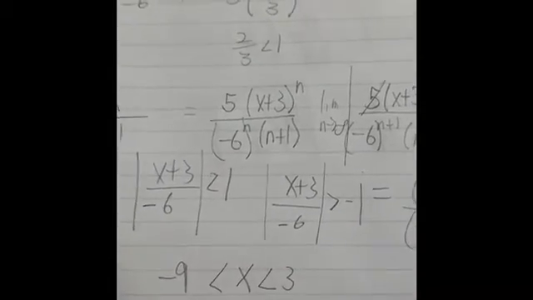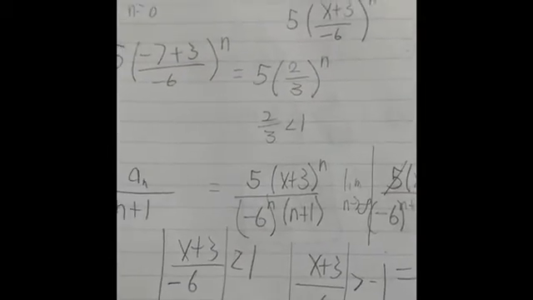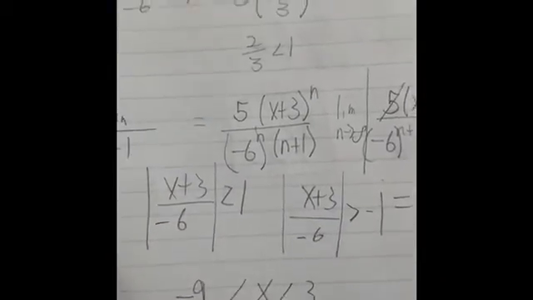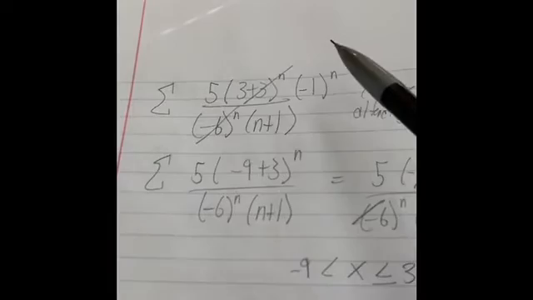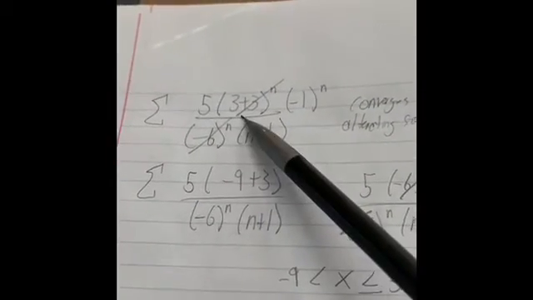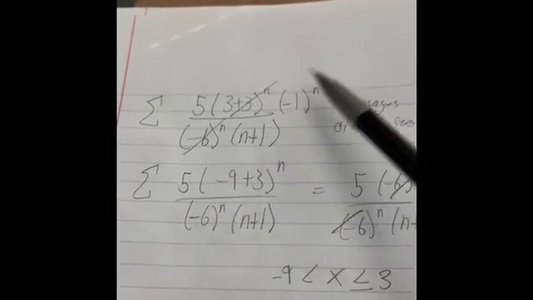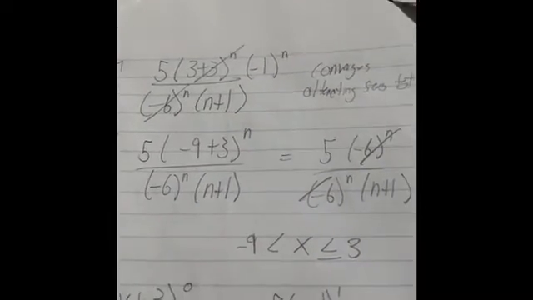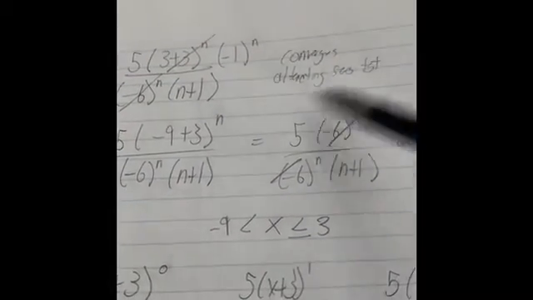So now we have this, but we need to find the interval of convergence, whether it can actually equal 3 or if it can equal negative 9. We just know the values between. So if we plug in firstly 3, we get 5 times (3 plus 3) to the n power over minus 6 to the n. You can cancel these out, which will ultimately leave you with 5 times negative 1 to the n power. This will converge by the alternating series test.